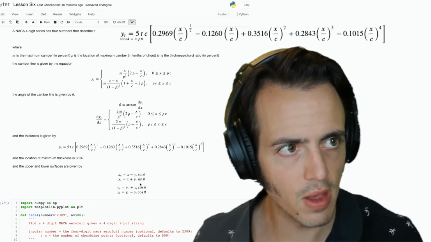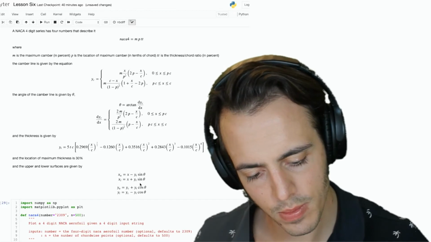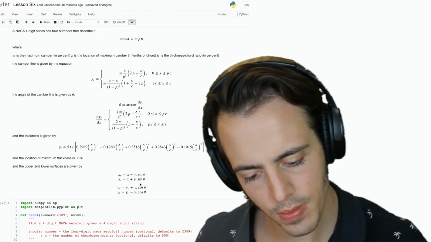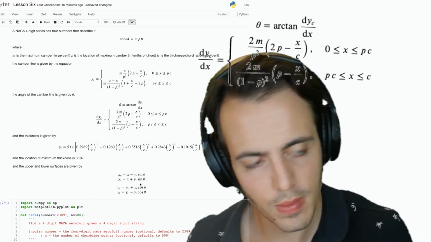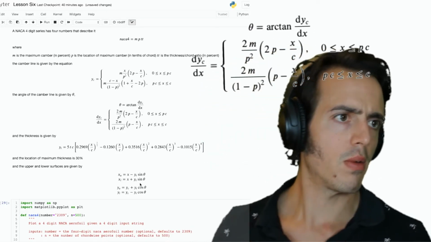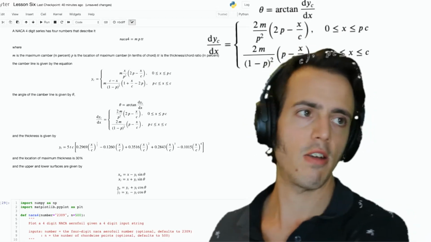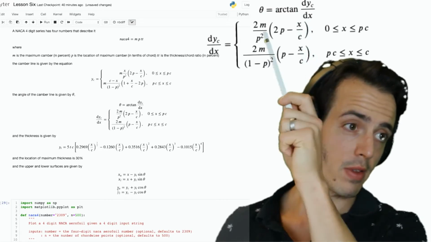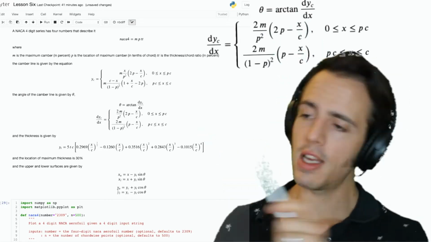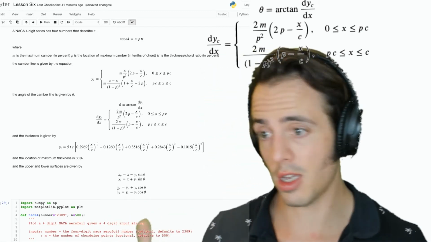Okay, I've got my thickness up there. Let's move that away. Here we go. So we've got the expression that effectively says the angle of the camber line is equal to the arctangent of the first spatial derivative. If you've not taken too much calculus yet, don't worry too much about this, because we're just going to code it up and use it.